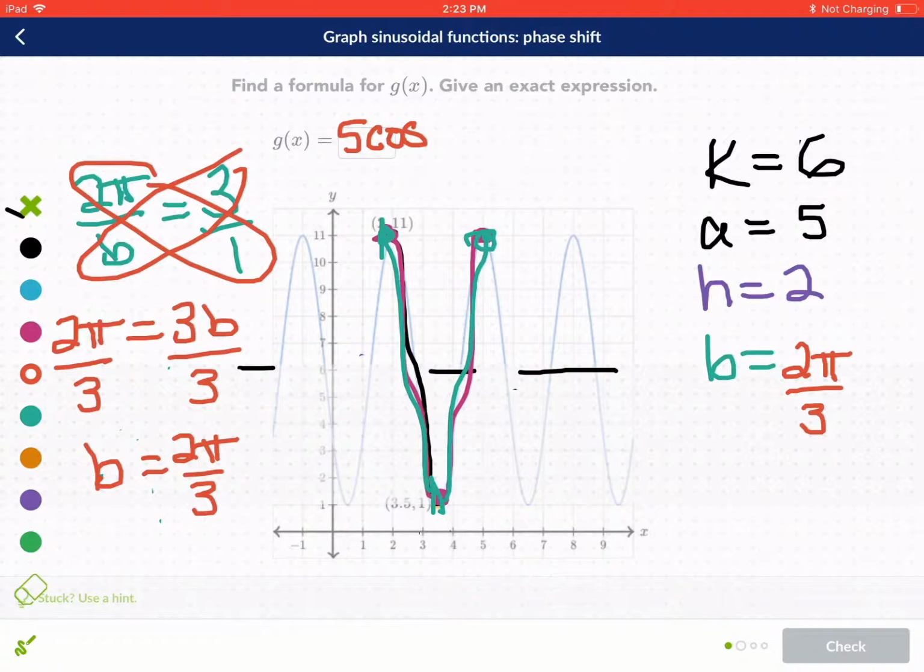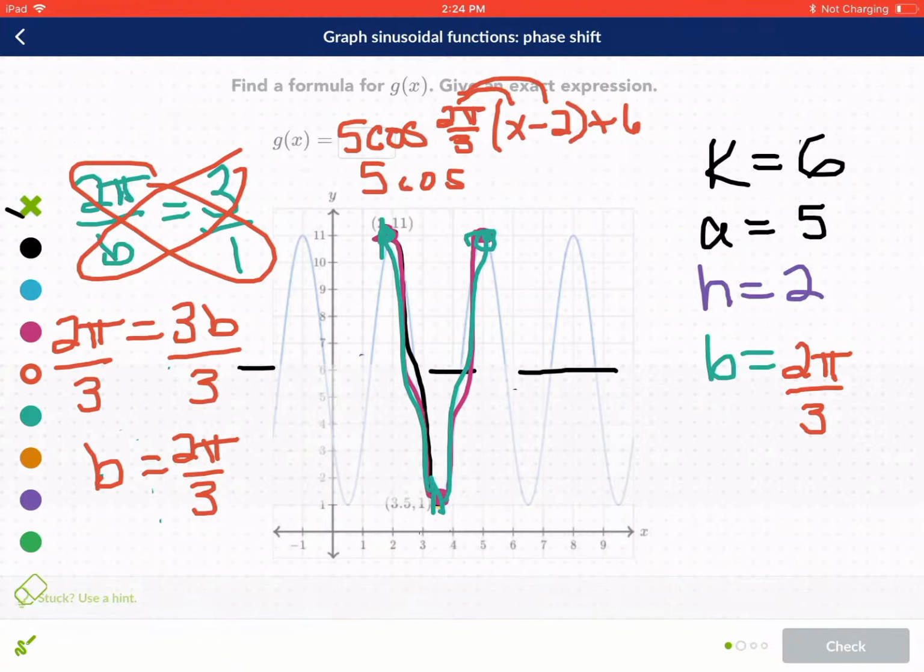So if I have 2 pi over 3 with an x minus 2, plus 6, we actually have to distribute that. Khan Academy likes it that way. I don't know why. So 5 cosine, and we'll have 2 pi over 3 x minus, well, 2 pi times 2 is 4 pi over 3, plus 6. Okay, so that'll be my answer.